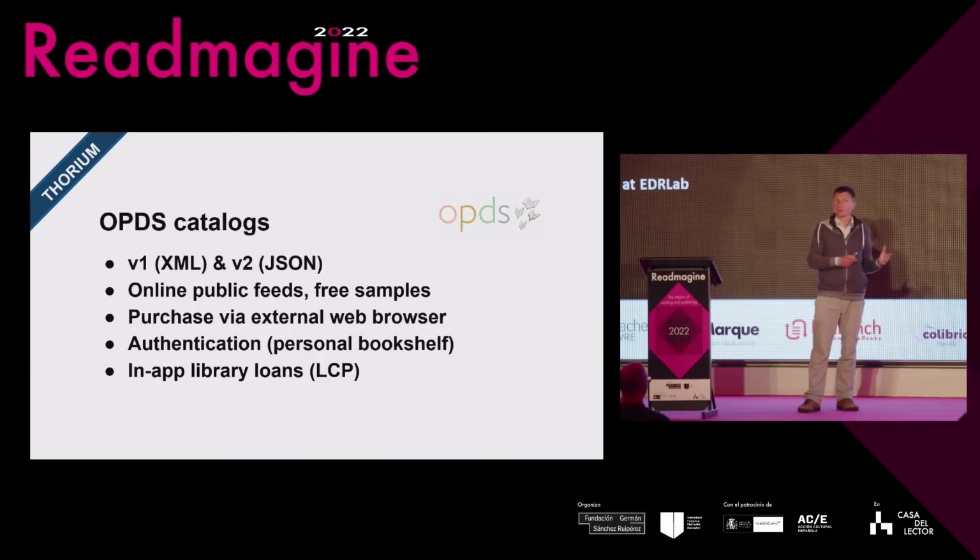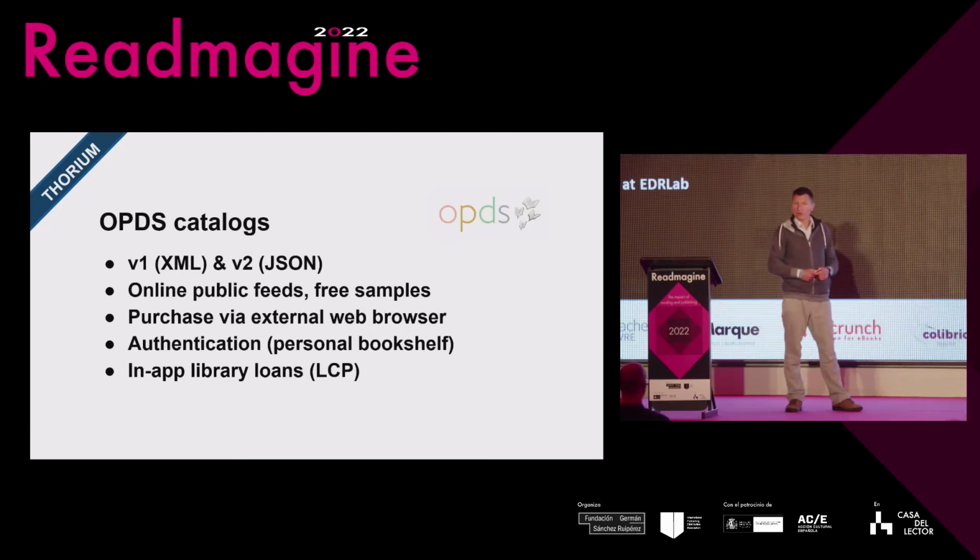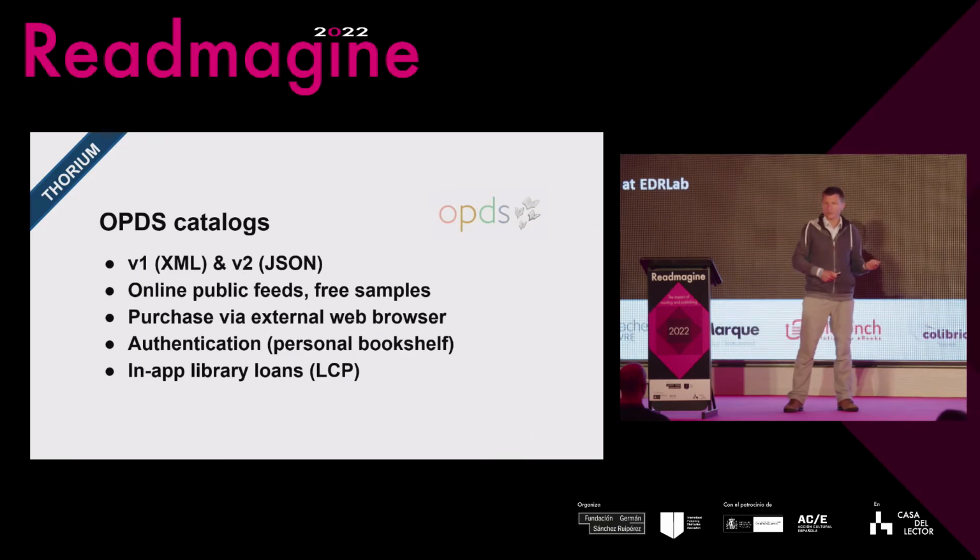All right, so how do I get books into Thorium? Well, I can drag and drop files from my hard drive. But I can also use OPDS catalogues. We have built-in support for OPDS 1, the original version, Atom, XML, as well as OPDS 2, based on JSON. So with that, you can browse online public feeds, download free samples.